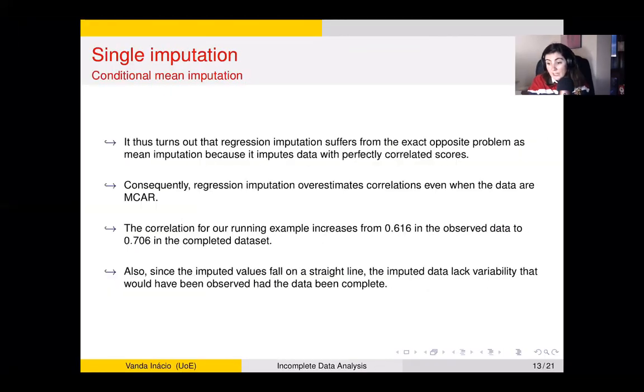In fact, if we compute the correlation for our completed depression score variable after performing regression imputation, we obtain 0.71, which is larger than 0.61, the correlation between the variables using a complete case analysis from the observed data. As a consequence, regression imputation overestimates correlations even when data are missing completely at random. So even under missing at random, we can obtain unbiased estimates of some quantities, but in general regression imputation has this drawback. The imputed values don't show much variation because they lie on a regression line, and because of that the correlations are artificially increased.